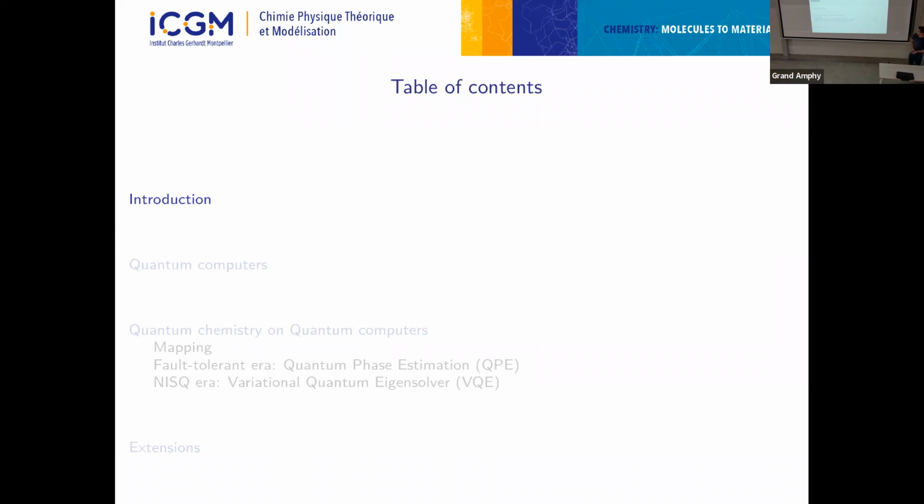chemistry. So this is the outline of my talk. First, I will give a general introduction, mostly on quantum computers without talking about quantum chemistry. And then we will see how we can really use them to solve the many-body problem in quantum chemistry. If I have time, and normally I should have time, I will present the extension that we are working on in Montpellier with my colleagues, and also with some collaborators in Strasbourg in the laboratoire de chimie quantique.